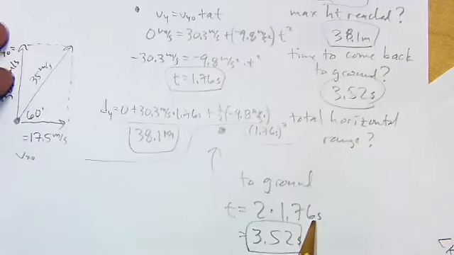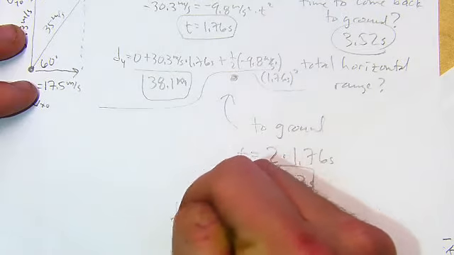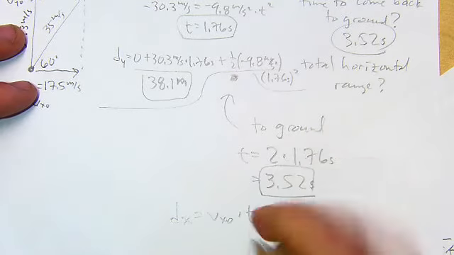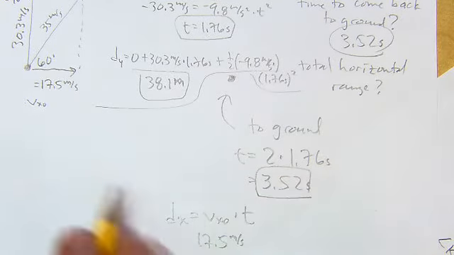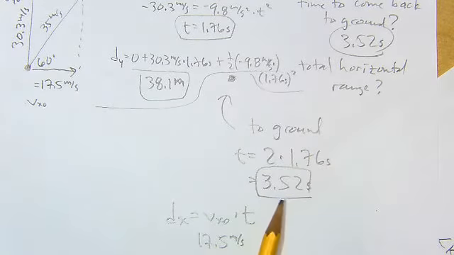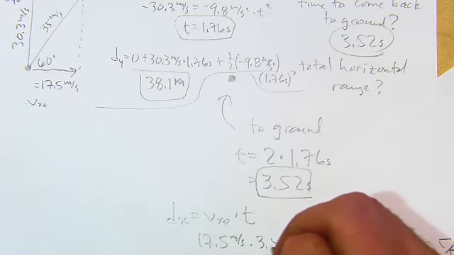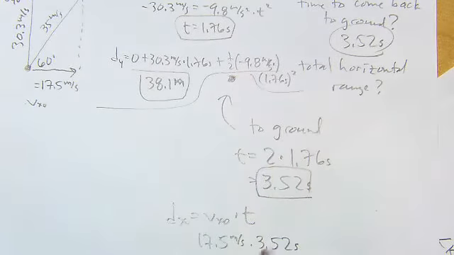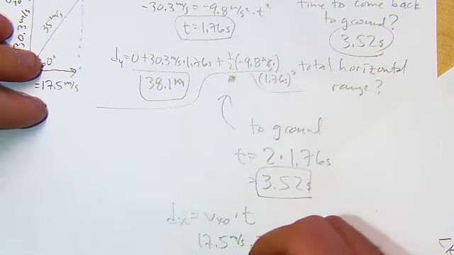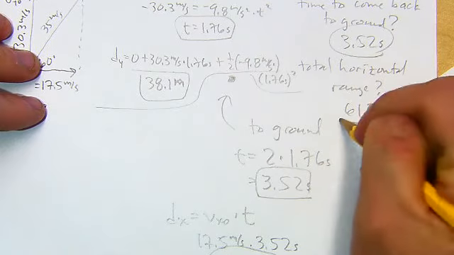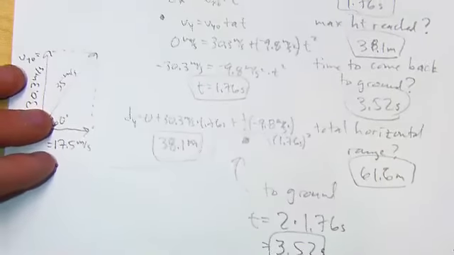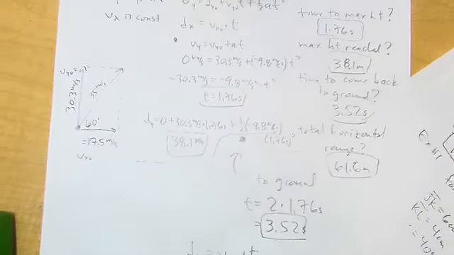And then how far did it go? That's actually pretty easy too. That's just your dx. Remember, that's vxo times t. So my VXO is 17.5 meters per second from over here. And then my time, make sure you use the 3.52 seconds because I want to know how long we're talking about when it hit the ground, you know, how far did it go horizontally. Okay, so I'm getting 61.6 meters. That's the answer for this question. So kind of a lot of stuff going on there, but hopefully you're building your understanding so that it all kind of makes sense here.